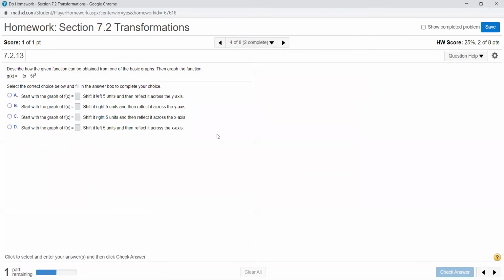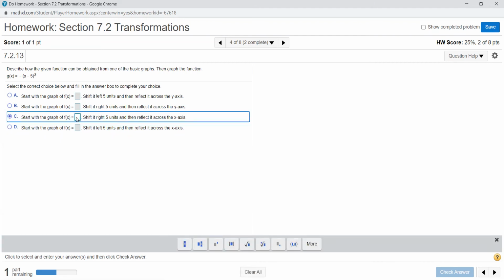So we have negative, and then in parentheses, x minus 5 to the 3rd power. Okay, so we're going to start off with an x cubed graph. So the -5 is in parentheses, which means it's actually going to shift it to the right 5 units and then reflect it across the x-axis because of the negative in front of the parentheses. So right 5, then reflect across x would be this wording. So that's where we'll type in the x to the 3rd power.